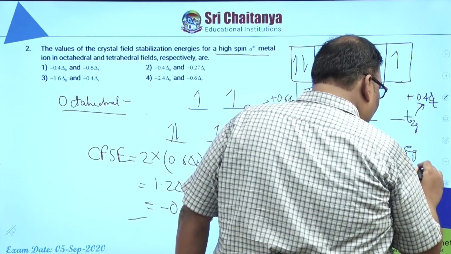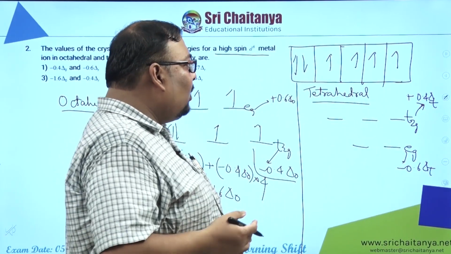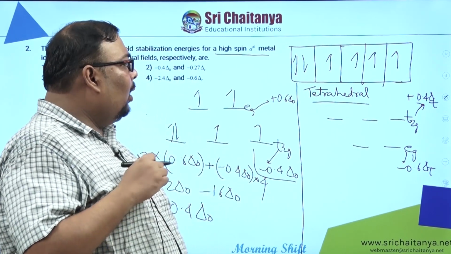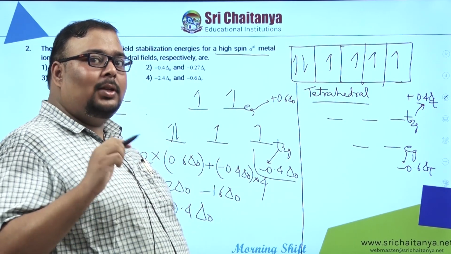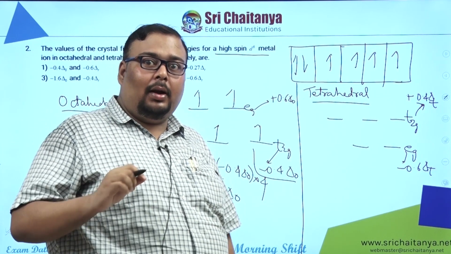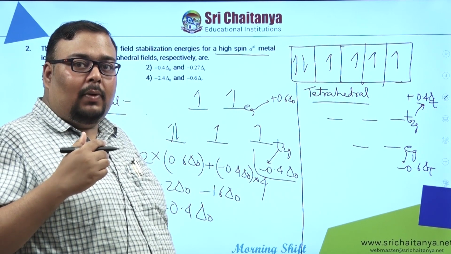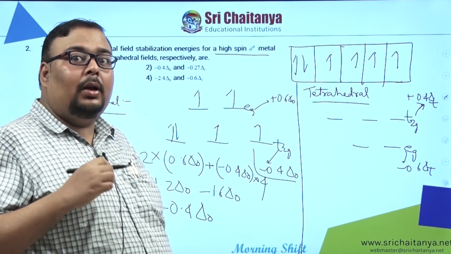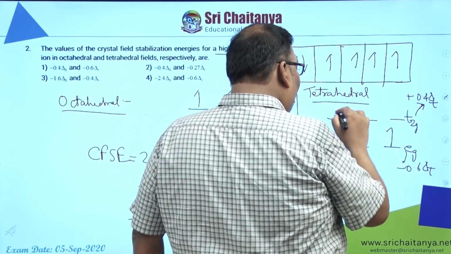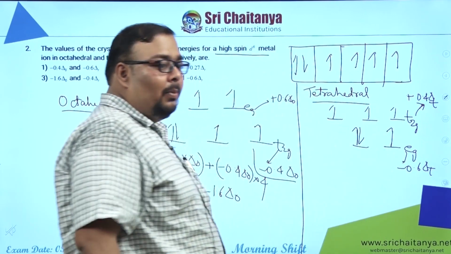Minus 0.6 delta T. Now, if we are arranging electrons in a tetrahedral arrangement, then we have to follow Hund's rule. It means first all the orbitals will be singly occupied, and always remember one thing, in tetrahedral arrangement, there won't be any low spin complex, there won't be any forced pairing. So first electron will come like this, then this, and this, and then the pairing will start taking place.